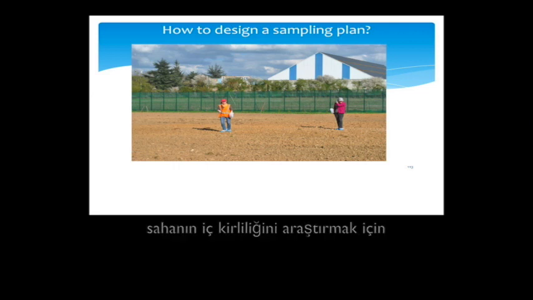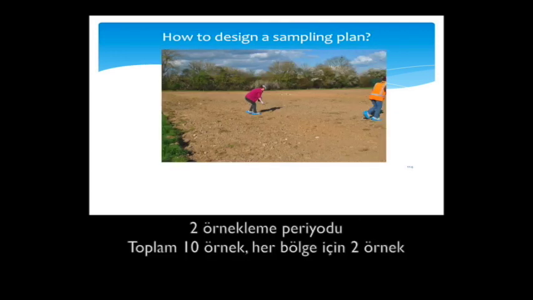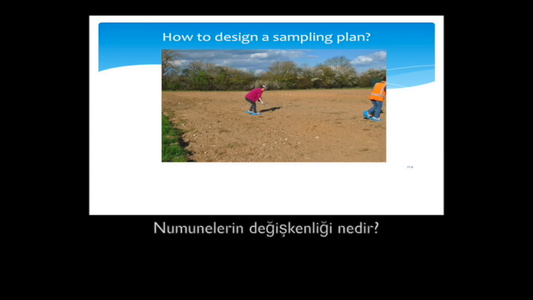What is the objective of the sampling? It's to survey the internal operation of the site. What is the interested party? The company and the public authority. What is the type of sampling? Two people, with 3 meters spacing, work on the area and pick up a tablespoon of earth. 2 sampling periods, 10 samplings for each area, 2 samplings for one area, about 0.5 kilo to 1.5 kilo.